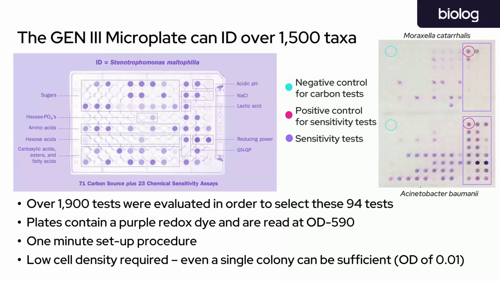For some real world examples over here on the right, we have this Moraxella species versus Acinetobacter. You can see the cyan circle, the well there, that's the negative control, and the pink one is the positive control. Those are both correct on these plates, but you can tell that even though the Moraxella does not light up very many wells, we're still able to confidently call an identity, as opposed to the Acinetobacter, where nearly half of the wells in the plate are purple. So it's not critical to have many wells be positive in order to have a confident ID. Next slide.